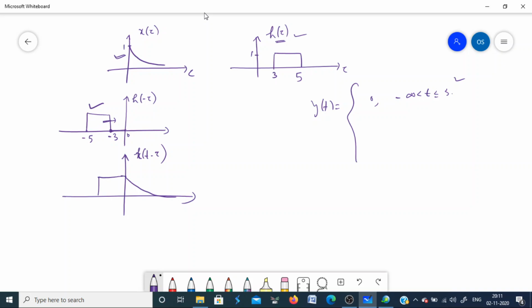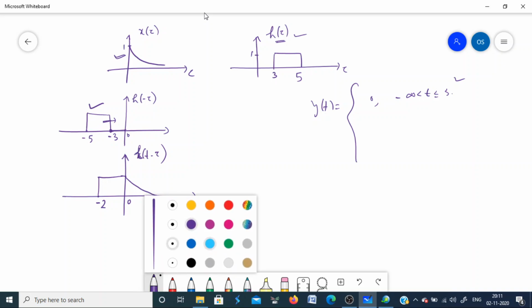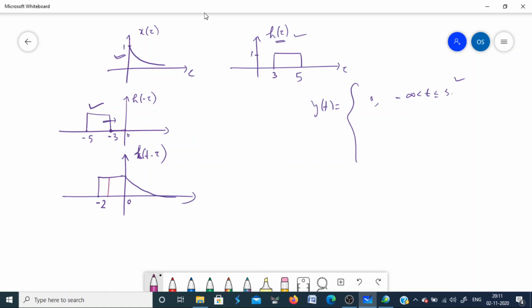This will come here at 0 and it will be at minus 2. Okay, now for t greater than 3, what will happen if you shift it beyond 3? So this pulse will be shifted now to the right by some time t. Okay, so as a result, this will be your region of integration. It means you have to integrate from 0 to this time.